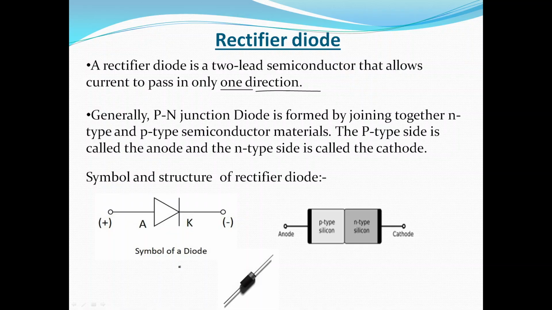So this is your symbol of diode. This is your anode side. This is your cathode side. This is your p-type silicon. This is your n-type silicon, and this is your diode. Okay, this silver ring means what? This is your cathode side, and this black portion means your anode side. So remember one thing, this silver ring is your cathode side and the other terminal is your anode terminal. Is that clear?